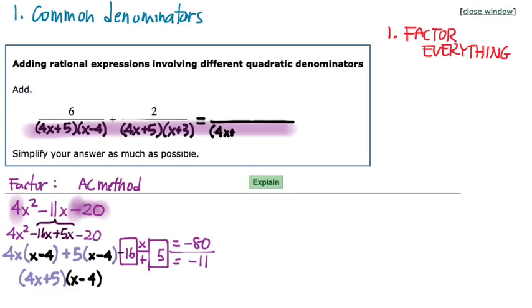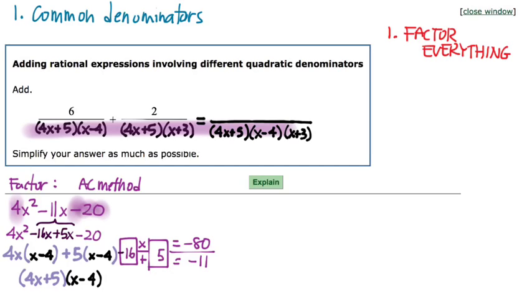I already have a 4x plus 5 in both of my denominators, so I don't have to have it twice, I guess is the moral of the story. I do need the x minus 4 because it's a factor in the first denominator, and I do need an x plus 3 because it's a factor in the second denominator. But I need each of those, again, only once.